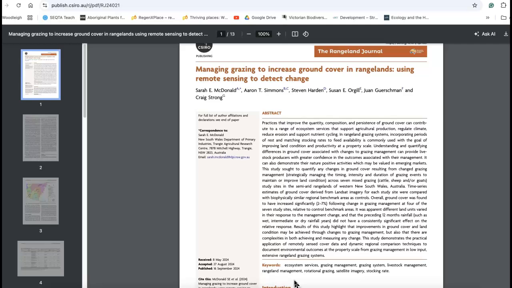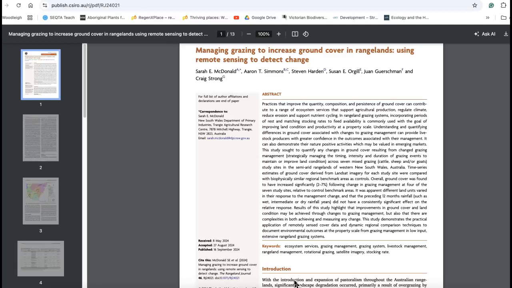Ecosystem services, grazing management. Well, I'm looking at grazing as a regenerative process. Grazing system, livestock management, rangeland management. Yeah, all these sort of things that I'm interested in, so that makes sense. Practices that improve the quantity, composition and persistence of ground cover can contribute to a range of ecosystem services that support agricultural production, regulate climate, reduce erosion and support nutrient cycling. Okay, yeah, I like this one. I'll move on. I'm not going to read the whole thing. Just give me a taste.